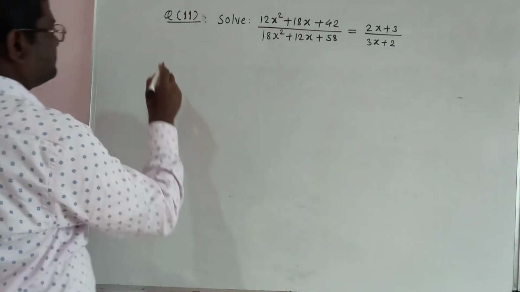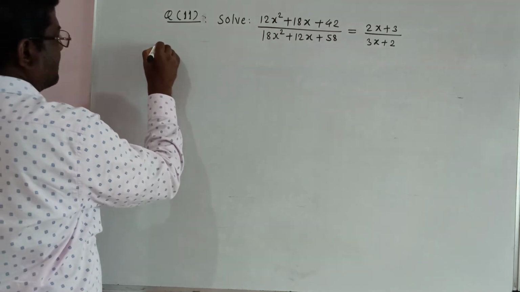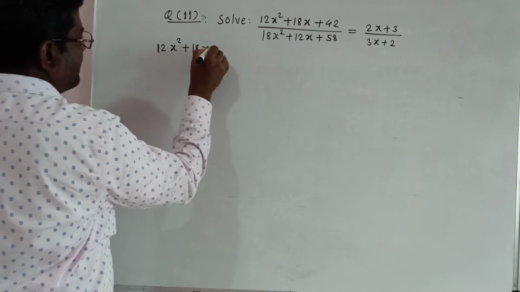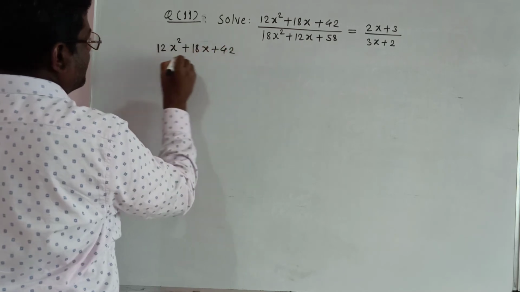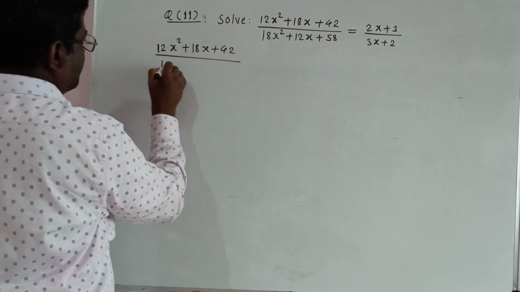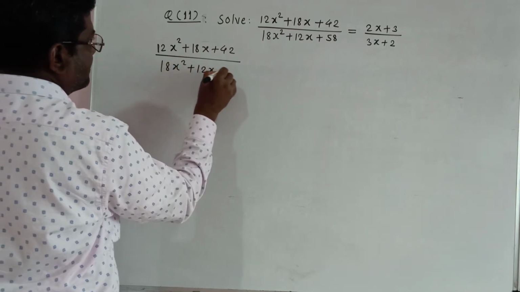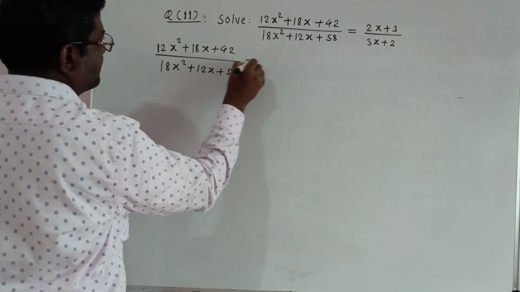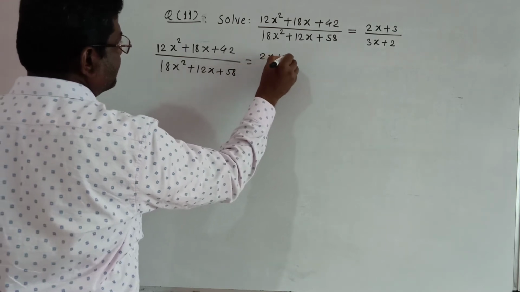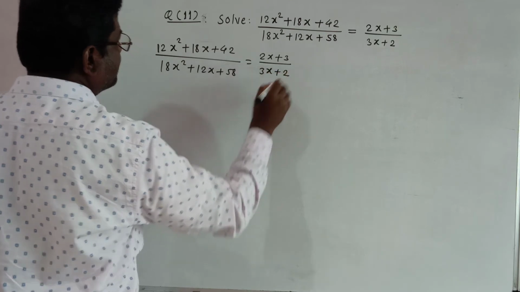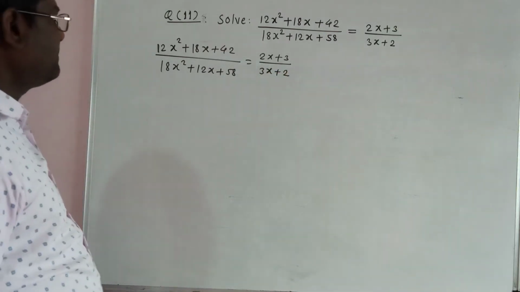Solve (12x² + 18x + 42)/(18x² + 12x + 58) = (2x + 3)/(3x + 2). Now let's see.